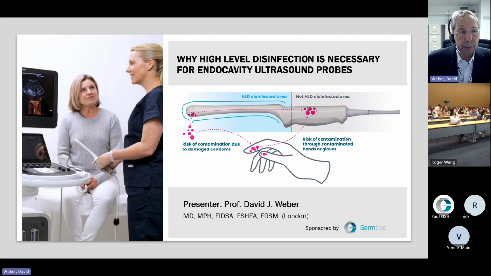And even if you use a probe cover, as we'll talk about, there still can be underlying contamination. Now, in terms of the handles, if someone touches, obviously, the mucous membrane or the lower part of the probe, there can also be contamination higher up in the probe.